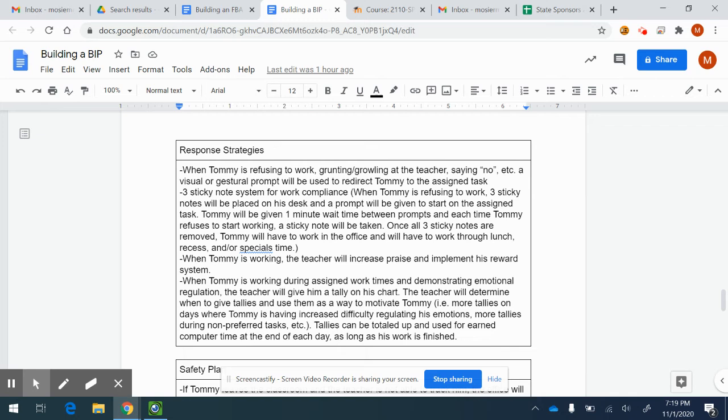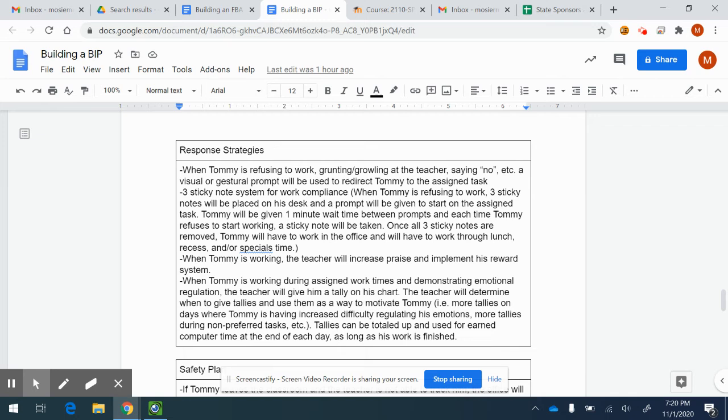When Tommy is working, the teacher will increase praise and implement his reward system. When Tommy is working during assigned work times and demonstrating emotional regulation, the teacher will give him a tally on his chart. The teacher will determine when to give the tallies and use them as ways to motivate Tommy. So, an example of that would be on a day where Tommy is having increased difficulty regulating his emotions, or maybe working on more non preferred tasks, or just a day where he's kind of in a mood and not wanting to work. That might be a day where we increase the amount of tallies given to help motivate him and encourage him to do his work.